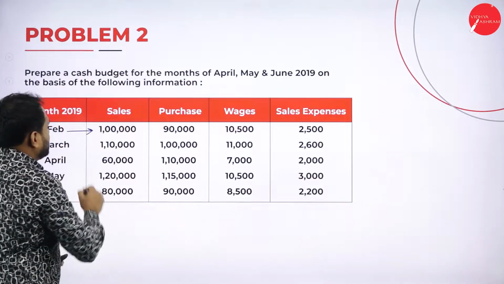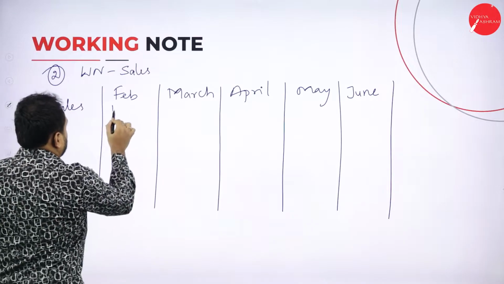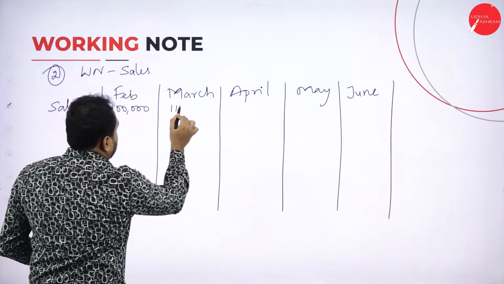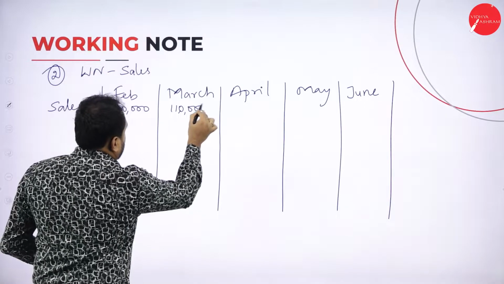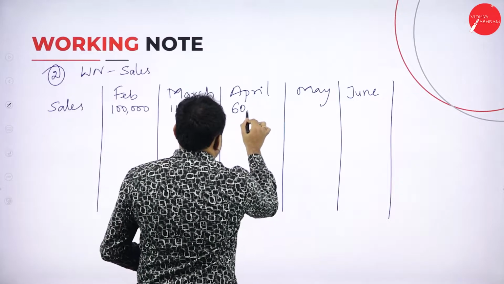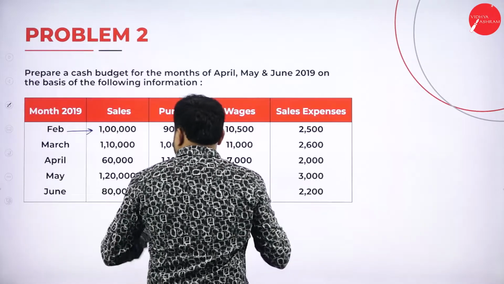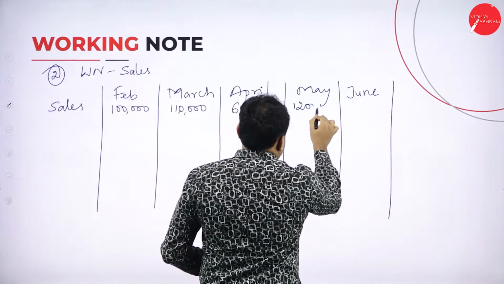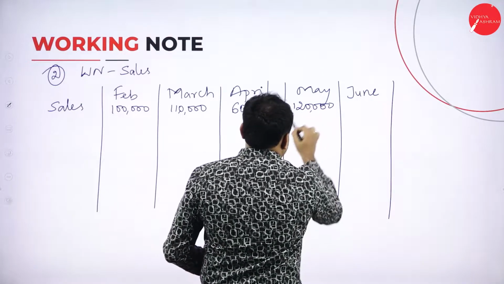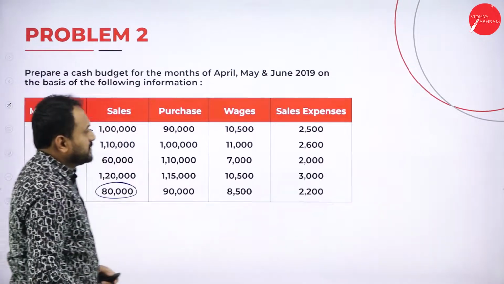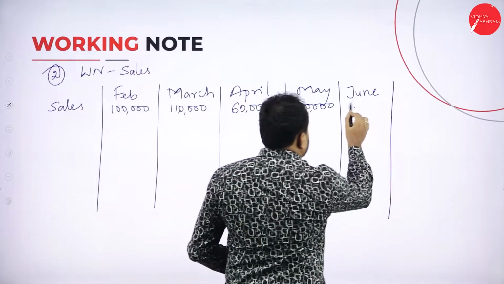Now in Feb it was 1 lakh, so we'll write 1 lakh here. Next, 1 lakh 10,000. Then we have 60,000. Then we have 1 lakh 20,000. And the last one, June, how much? It is 80,000. So here we have June as 80,000.